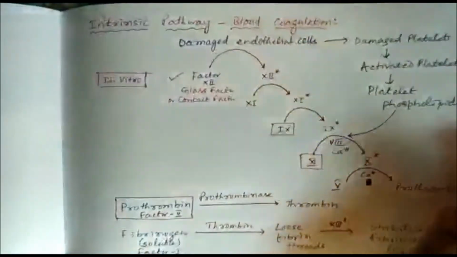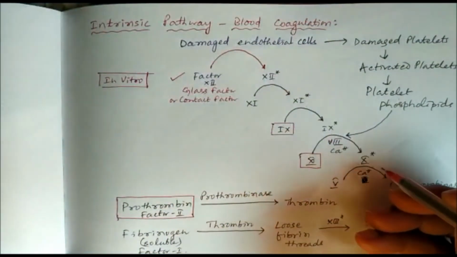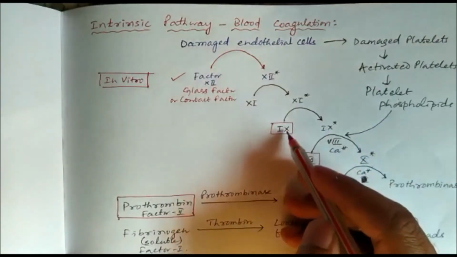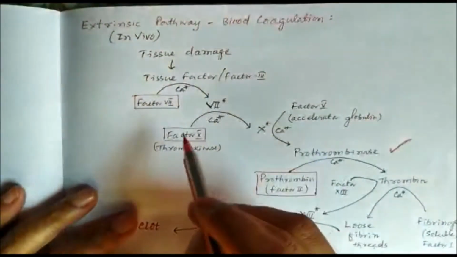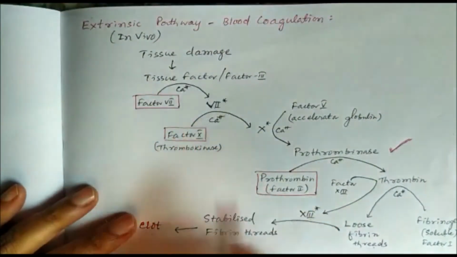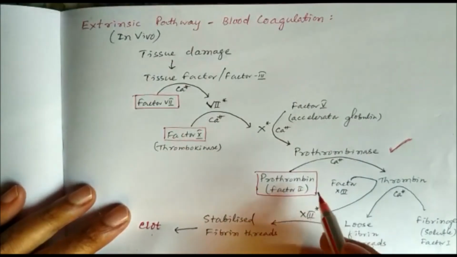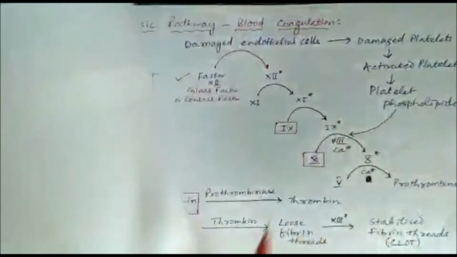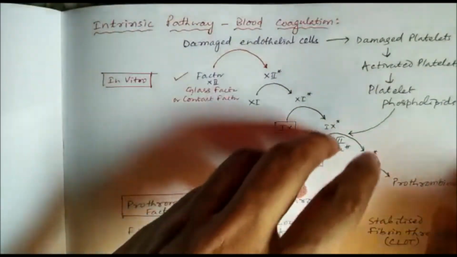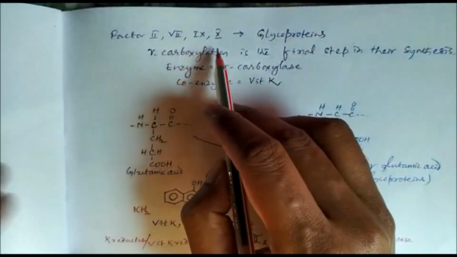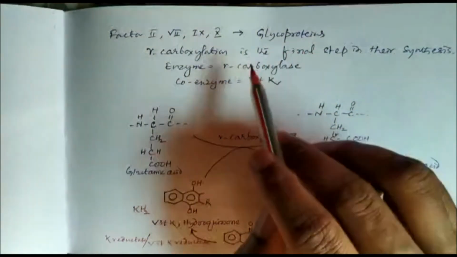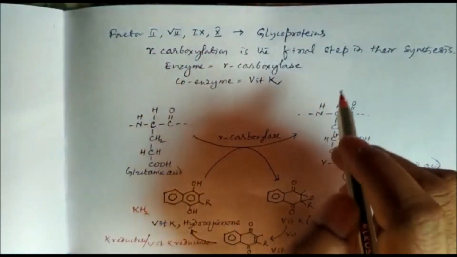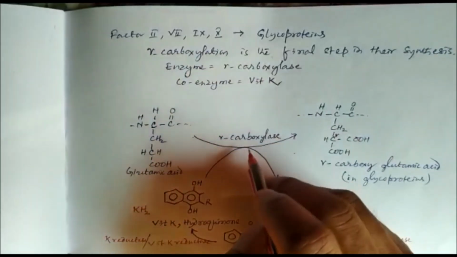So out of this, if we see here, you can see factor 9 and factor 10, and here we see factor 10 and 7, and then in the second step this factor 2. So 2, 7, 10 and 9 are important factors, and all these factors are glycoproteins. Factor 2, 7, 9 and 10 are glycoproteins, and in the synthesis of these glycoproteins, the final step is gamma carboxylation.